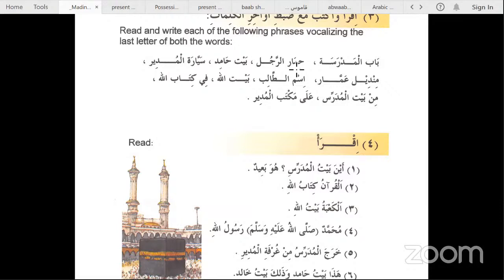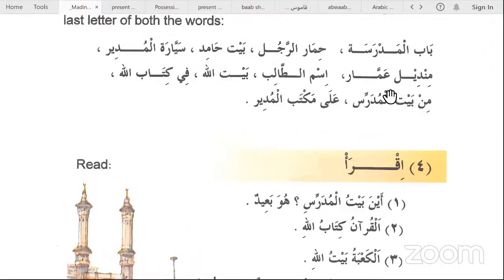Min baitil... No, min baitil Mindilo. No, this one here says the second line. Mindilo. Oh yeah. Mindilul amari. Mindilo amarin. Amarin. Mindilu amarin. Correct?